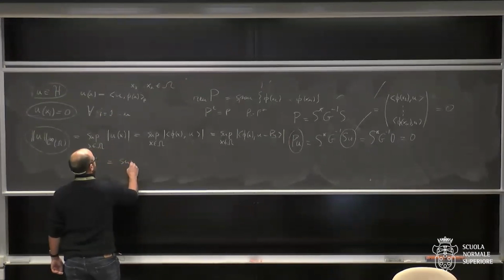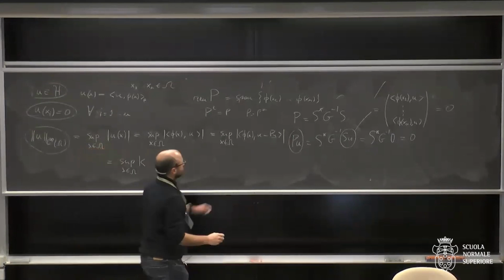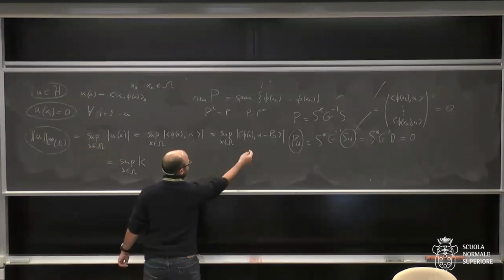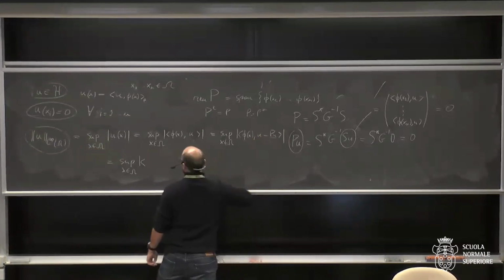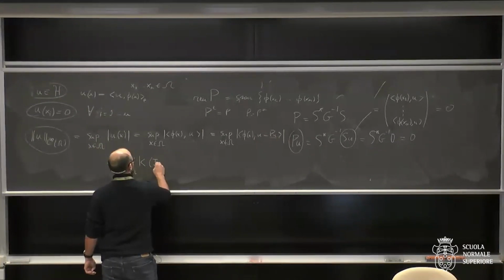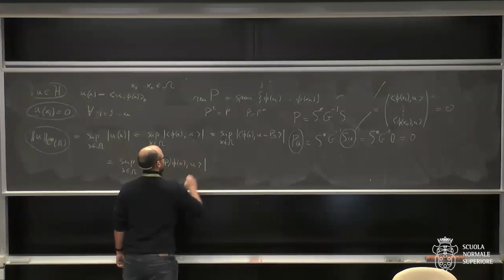And so this is the supremum over x in omega of, now you can gather u and u here, so it will be (I minus P) u. So you can write this as (I minus P) phi(x) applied to u.